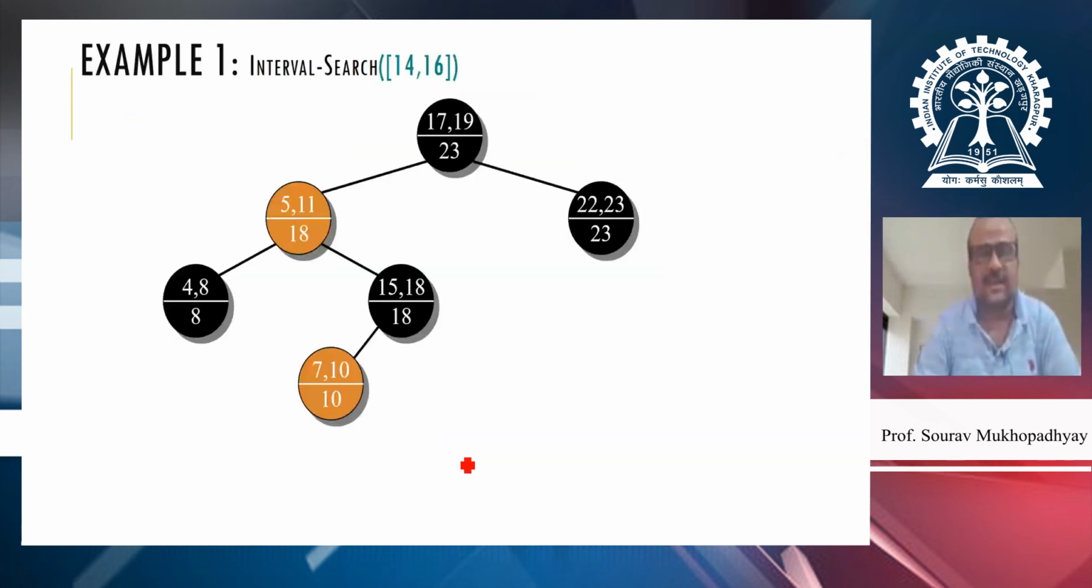Suppose we are searching for the interval 14 and 16 in this given set of intervals. So now we start here. We'll check whether 14 and 16 is overlapping with the root or not. No, it is not overlapping, and it is not nil also. So we have to go further. So we check the left part.